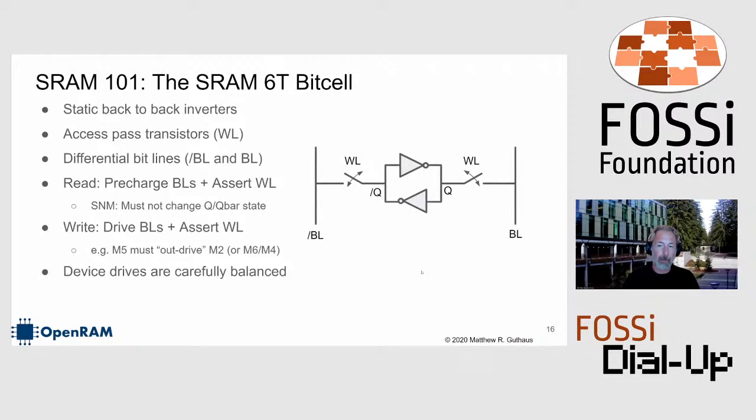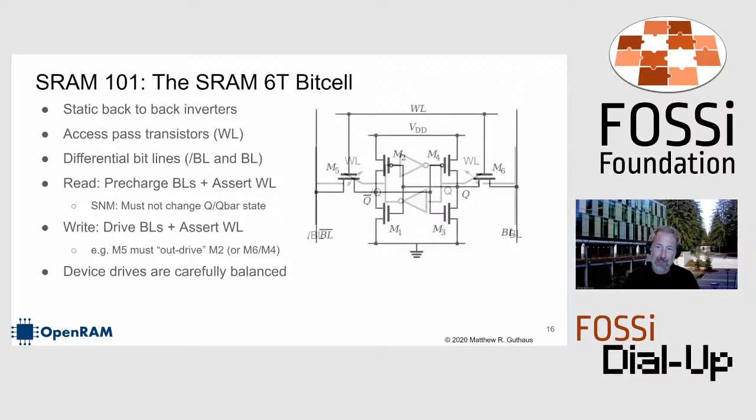The bit cell itself is usually a back-to-back inverter. So it's static, it's driving itself. And then you have these switches that are turned on by the word line to either connect the bit cell to the bit lines or not. And at the transistor level, this basically looks like this. This is why it's a 6T cell. So you actually see the two back-to-back inverters, M1 through M4.